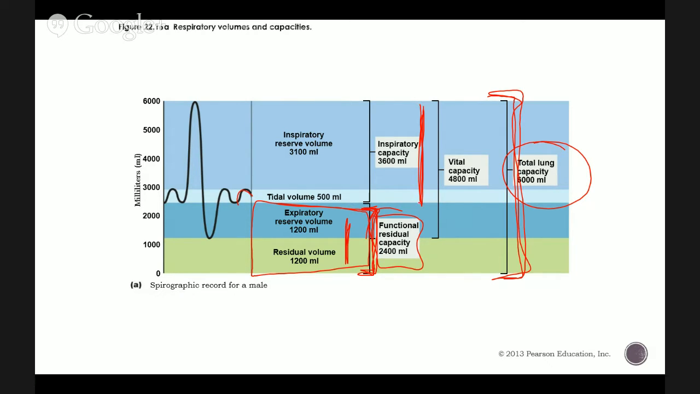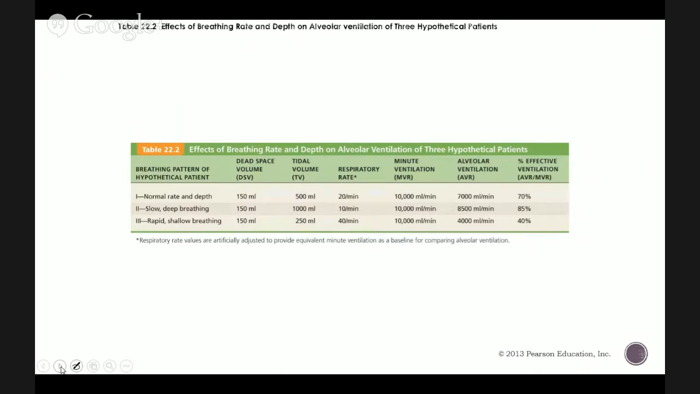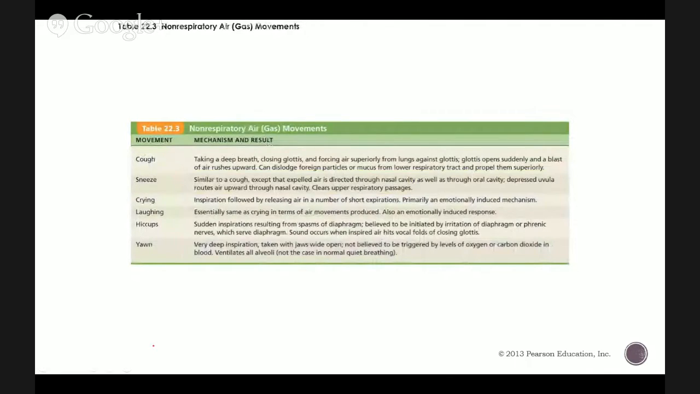And the last thing before we take some time to review is the non-respiratory air movement. So these are some things that are not used for respiration, but they might be used when we're expressing certain emotions or when we're performing a certain bodily function. So coughing, sneezing, for example, hiccups, we get hiccups sometimes, yawning, also laughing and crying. These are non-respiratory air movements.